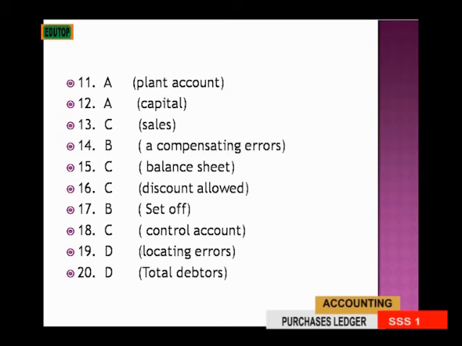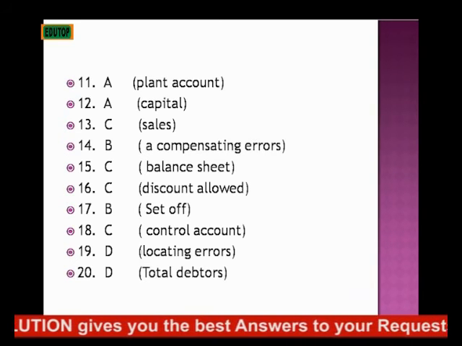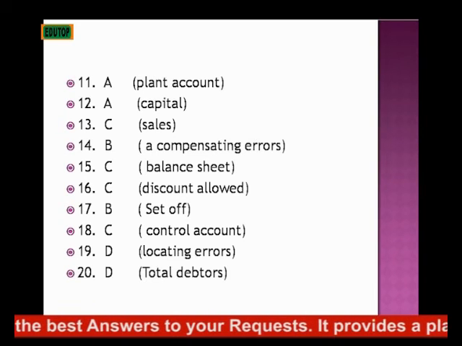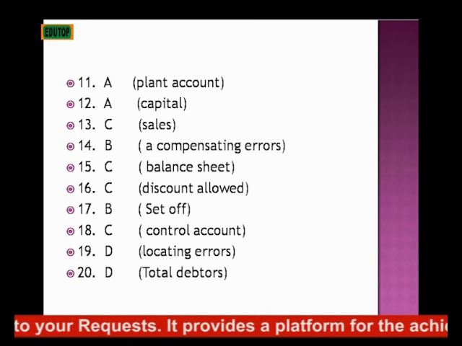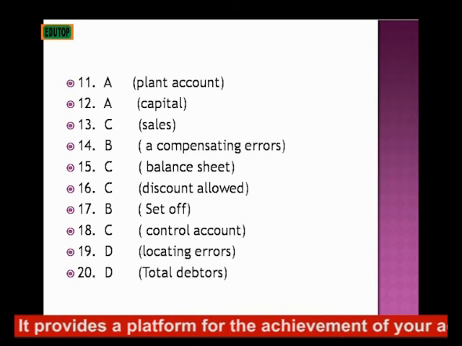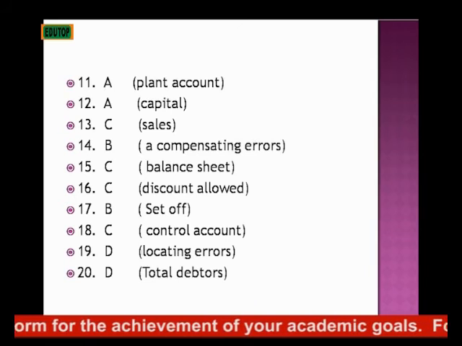And number 19 said, an advantage of control account. I think we listed some advantages of control account, and one of them in these options is locating error. The reason why we use control account is to locate error. So the answer for it is option D.